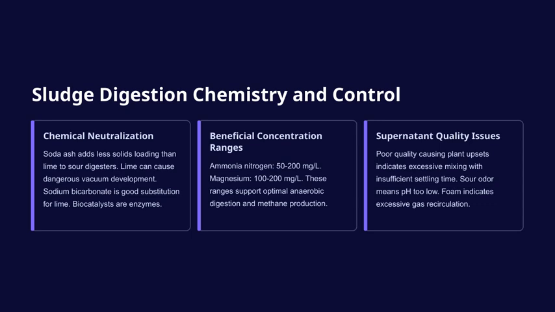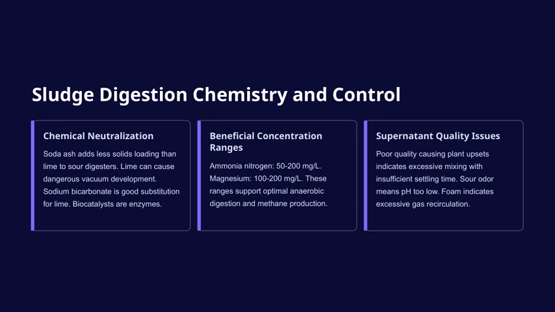Now, moving on to beneficial concentration ranges. Maintaining ammonia-nitrogen levels between 50 and 200 milligrams per liter and magnesium levels within 100 to 200 milligrams per liter helps support optimal anaerobic digestion and methane production. These ranges are critical for keeping the process efficient.